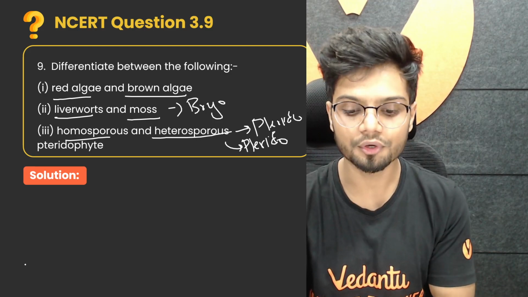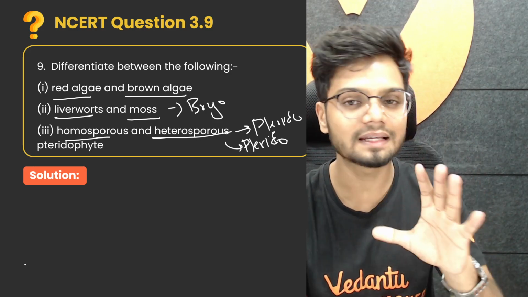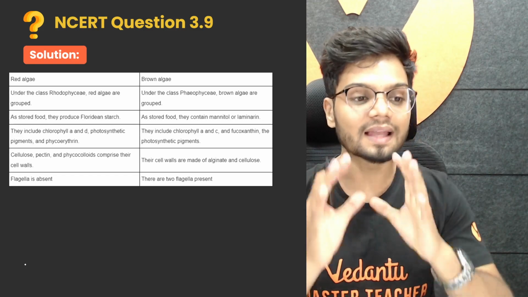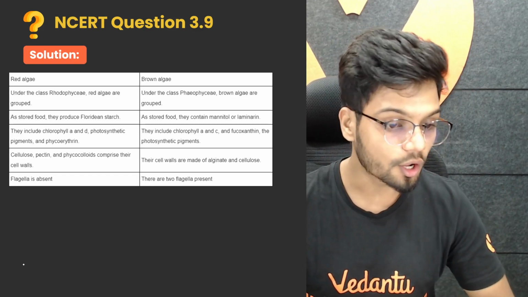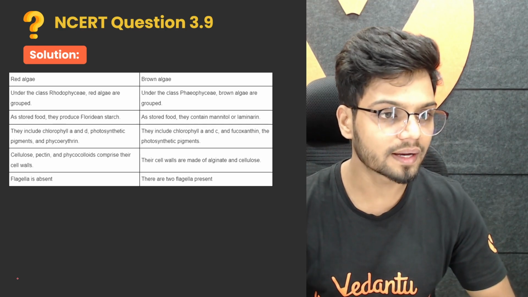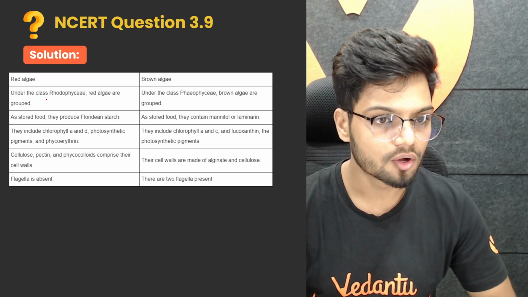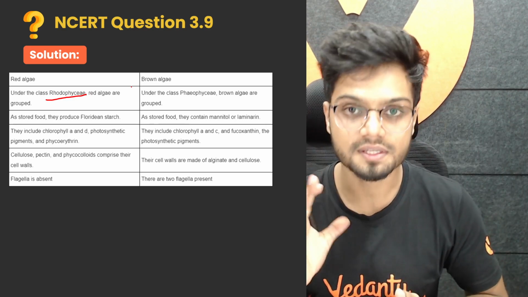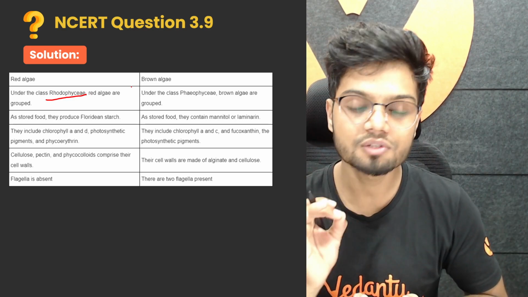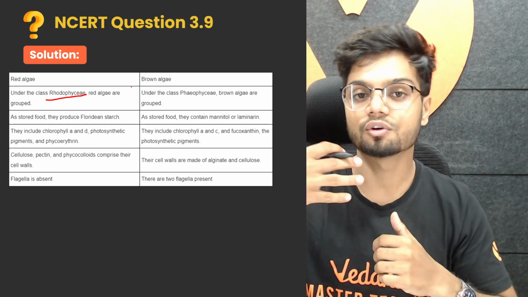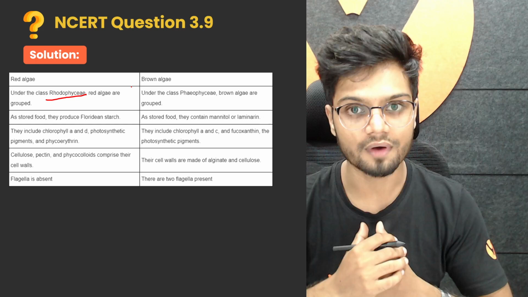So I have a table for you differentiating it, and I'll explain in detail what is the difference between red algae as well as your brown algae. So red algae first. Red algae is known as what? Rhodophyceae. So red algae belong to the class Rhodophyceae, while your brown algae belong to the class Phaeophyceae. Please note down.